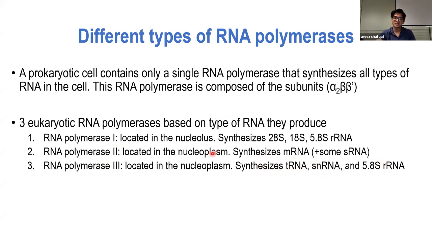So know these main ones, because they could give you a scenario and ask you, where is this RNA produced from, or what enzyme produces this type of RNA? If it's ribosomal RNA, go for RNA polymerase 1. If it's mRNA, go for RNA polymerase 2. If it's tRNA, you choose RNA polymerase 3. Okay?